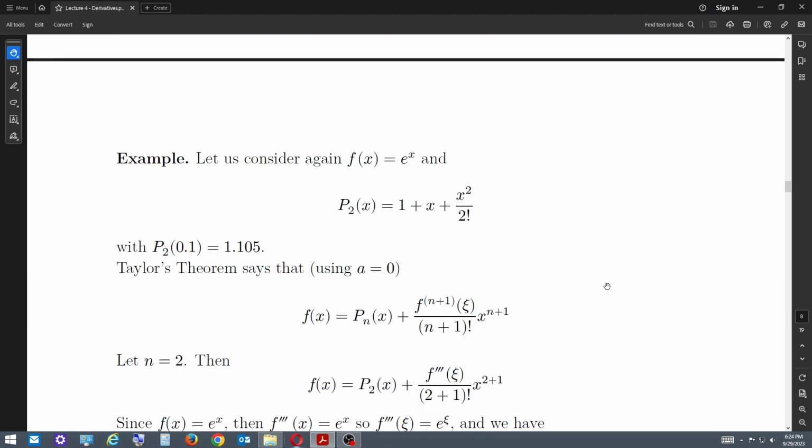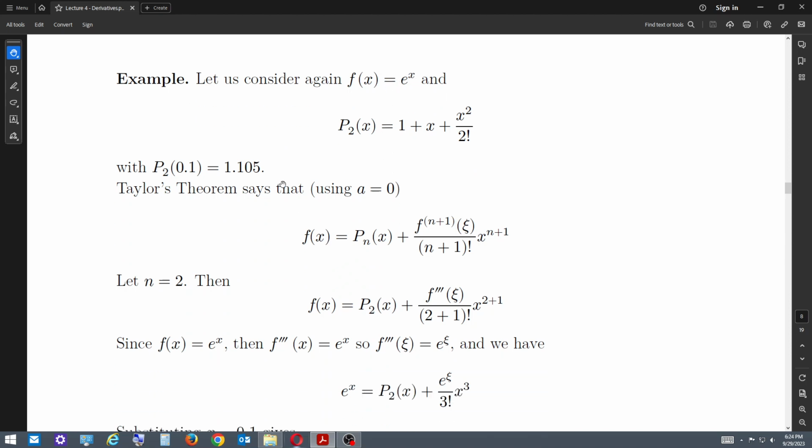Let's go back to the example we looked at before. We have the function e to the power of x. Remember, we already saw that if I wanted to estimate the value of e to the power of 0.1 using p2, I get 1.105.